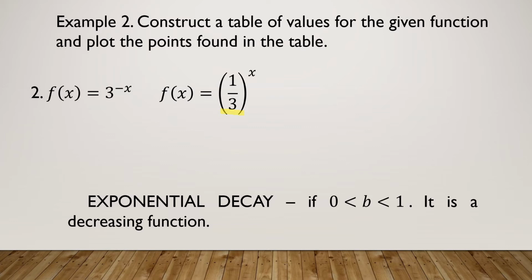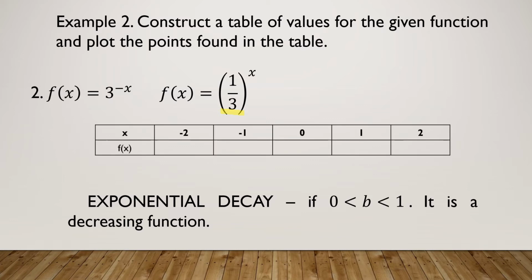Tingnan natin, pag nag-substitute tayo ng value ng x, kung pababa ng pababa yung makukuha natin. So, let's again use the values negative 2, negative 1, 0, 1, and 2. So, pag nag-substitute tayo ng negative 2, meron tayong 9. Negative 1, we have 3. For 0, we have 1. For 1, we have 1/3. And pag 2 yung na-substitute, we have 1 over 9. So, mapapansin, pababa. Therefore, it is a decreasing function.